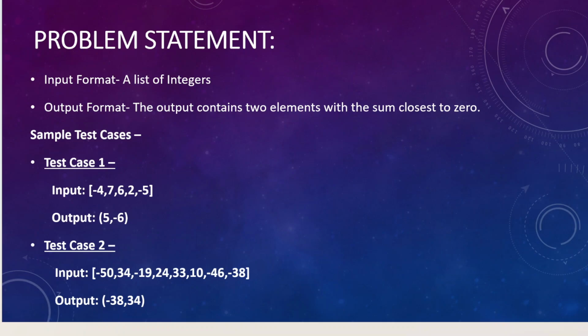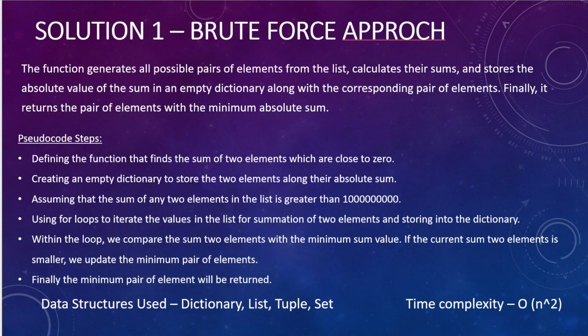Let's take a look at the two approaches which we're going to use to solve the problem. The first approach is the brute force approach. In the brute force approach, the function generates all the possible pairs of elements from the list, calculates their sum, and stores the absolute value of the sum in an empty dictionary along with the corresponding pair of elements. Finally, it returns the pair of elements with the minimum absolute sum.